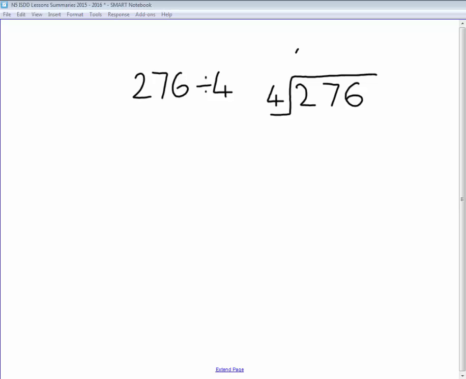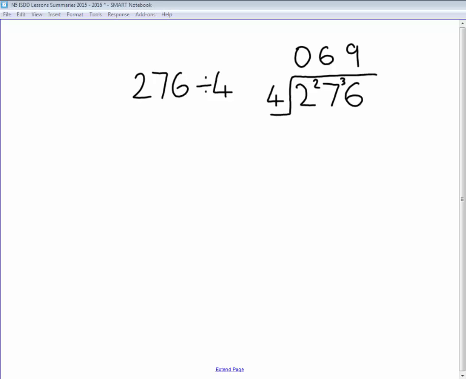So 4 into 2 of course doesn't go, so we carry the 2 across to turn the 7 into 27. So 4 into 27 goes 6 times, 3 left over, and 4 into 36 goes 9 times. So your final answer would be 69.